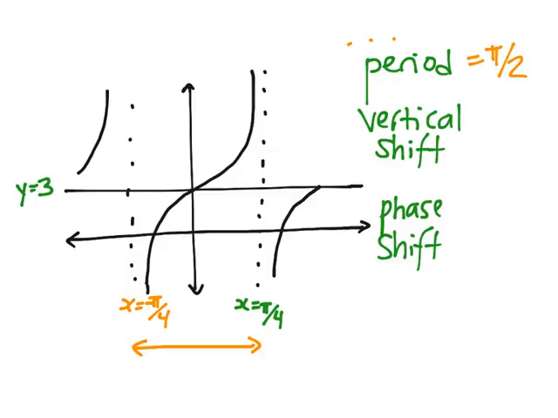Let's look at the vertical shift. The baseline for this graph appears to be y is equal to 3 instead of y is equal to 0 as usual. So it's been vertically shifted upwards by 3 units. Now let's look for a phase shift. Since our graph is centered around x is equal to 0, like it should be, there is no phase shift.